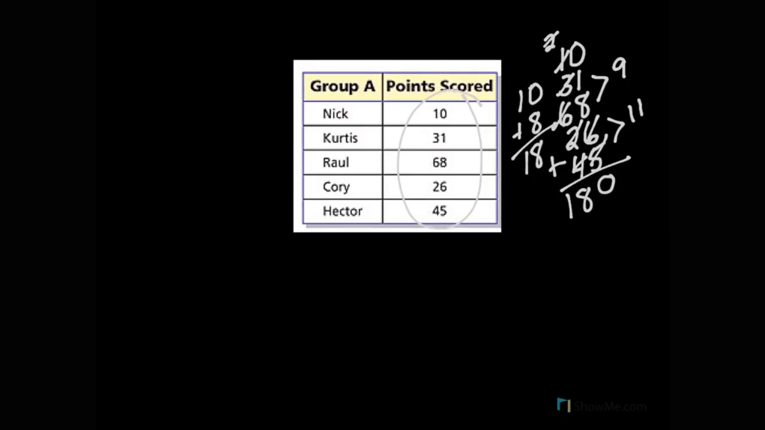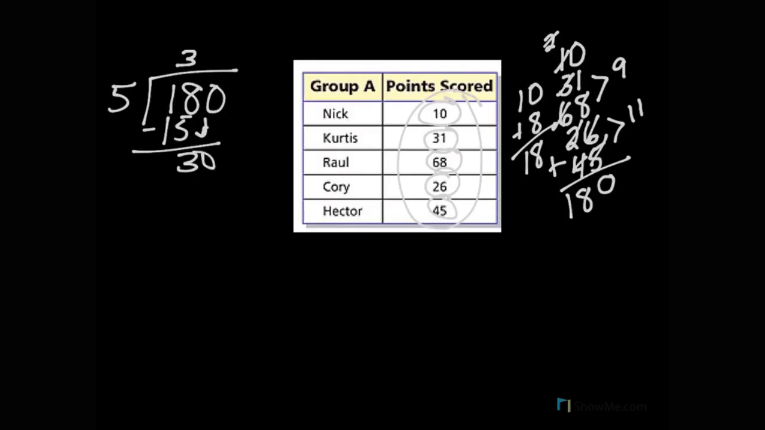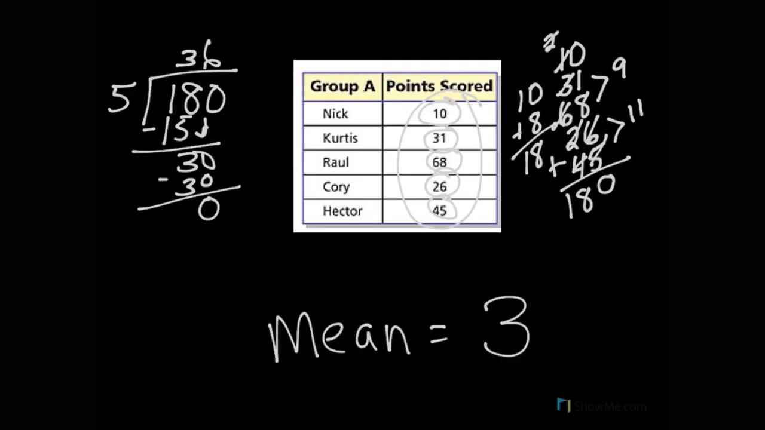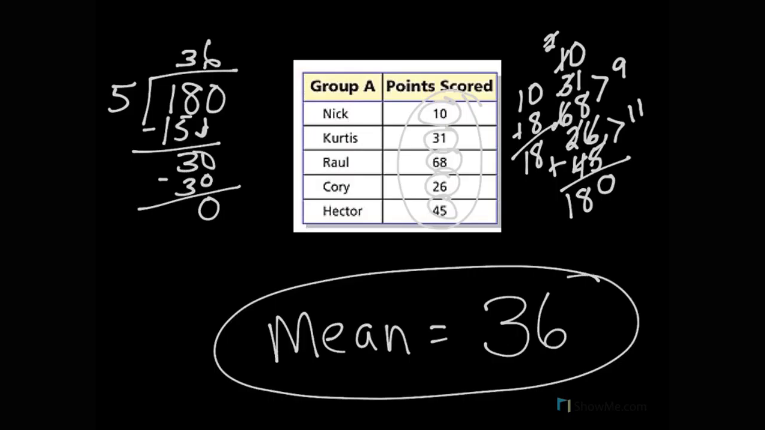Now I need to divide by the number of numbers. 1, 2, 3, 4, 5. So 180 divided by 5. Subtract, bring down the 0. Oh, 6. And I know that's even. So I know my mean is 36. So the first step is to find the mean of your data.